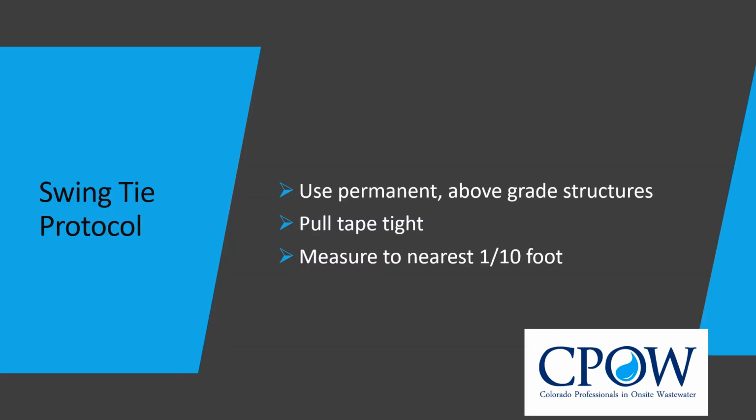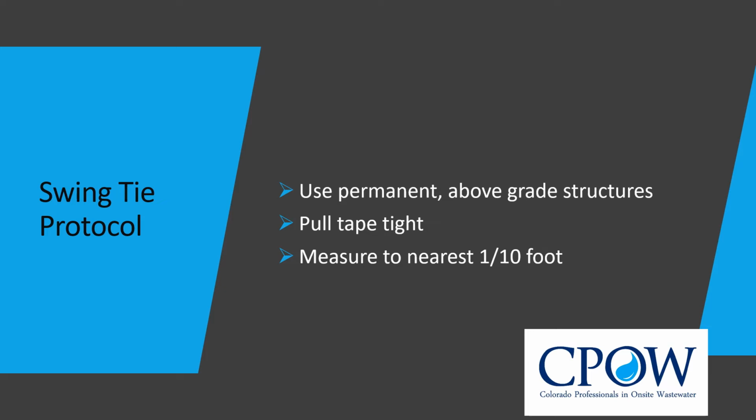What does permanent above grade structure mean? Just what it says. So above grade, locatable, permanent structure. It should also be locatable during snow conditions. You should measure to the nearest 1/10 of a foot. You could also use a high-end laser for distance. Again, use tape and rangefinder to get a comfort level for accuracy.